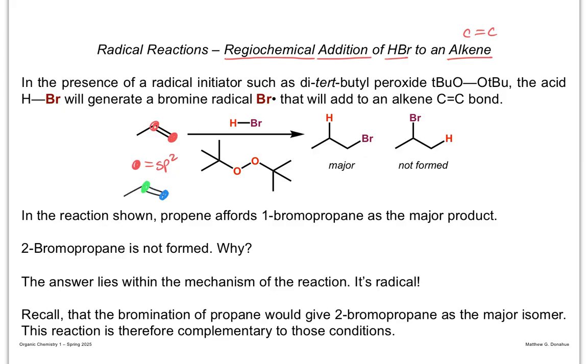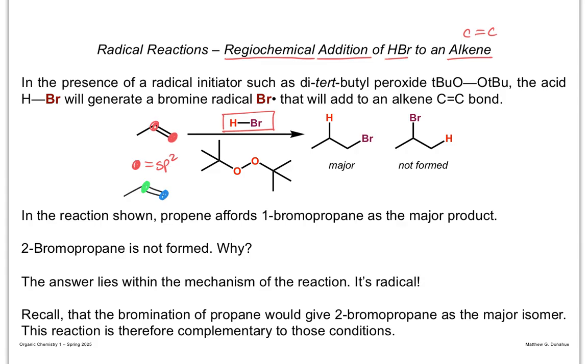So the word regiochemistry is telling you that whatever you're adding to that double bond, you can add it in two ways. So for example, the HBr, the H could either go on the blue carbon or it could go on the green carbon. And then the same for the bromine. So this is what we're adding. We're adding HBr across that alkene.